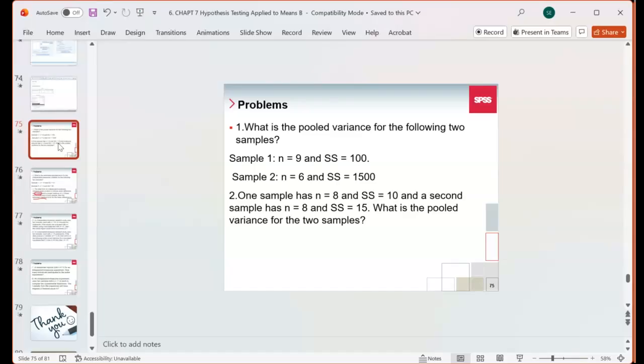So you've got 2 SS and 2 n. You need df1 and df2, which means n minus 1. 9 minus 1 is 8, and 6 minus 1 is 5. 8 and 5 is 13. So that would be your denominator, 13, and your numerator will be 100 plus 1500. That's 1600. 1600 divided by 13. So that's all. And then the second one, same thing. What is the pooled variance? Do the same thing.